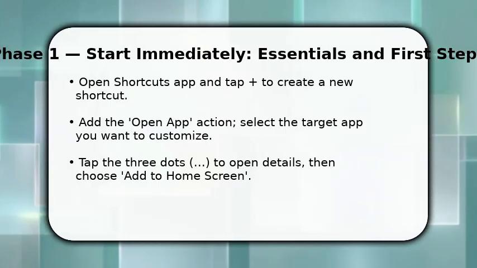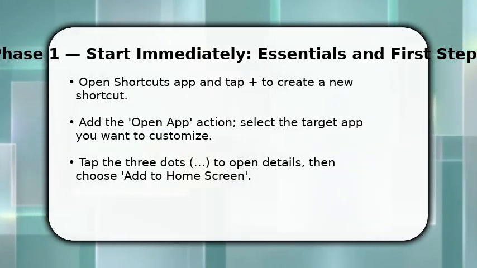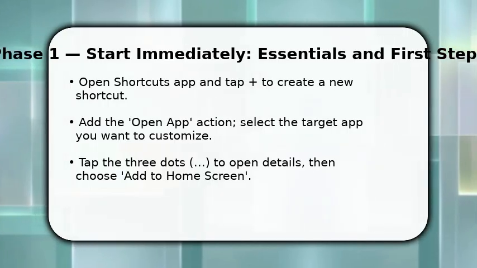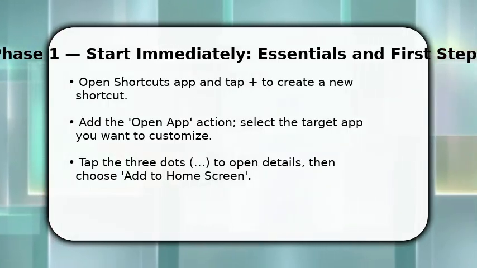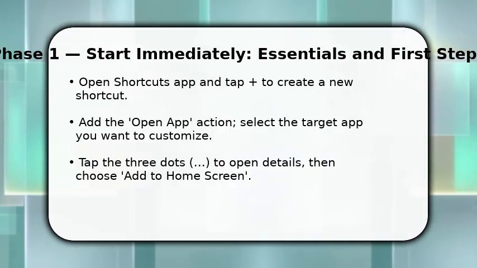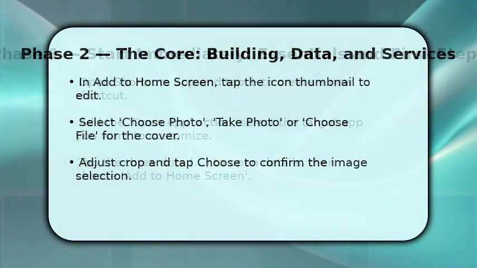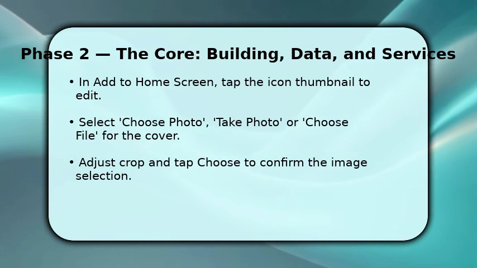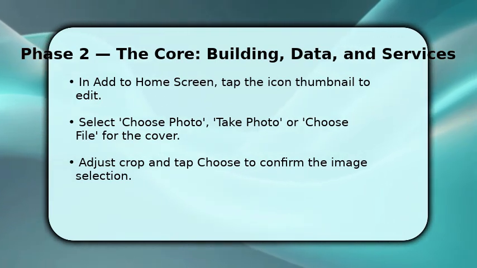Once done, tap the three dots in the upper right to access details. Make sure to name the shortcut clearly, then tap Add to Home Screen. That opens the interface where you change the cover image. Now you're in the Add to Home Screen preview. Tap the small icon thumbnail to replace the cover.